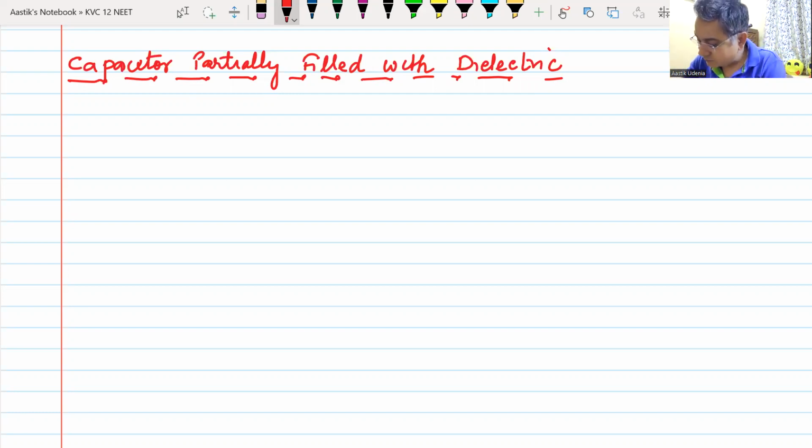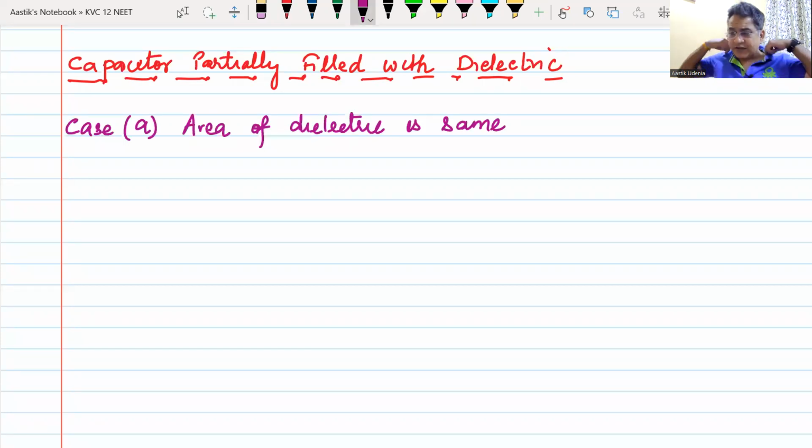Case number A. Area of dielectric is same. The area of the dielectric is same. That means it occupies the entire area. So how is this dielectric filled? So this is the diagram. First listen to what I am saying and then you will draw and write things.